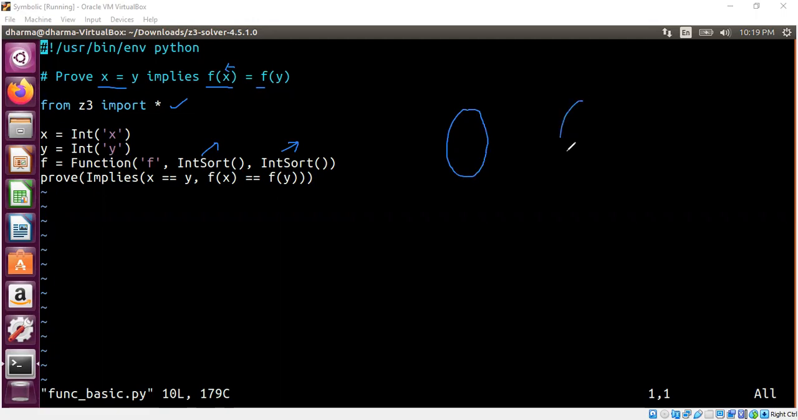You can imagine, mathematically speaking, you have two sets. Usually we draw something like this. f maps elements from here to here. The theorem is this: if you take two points x and y and they are equal, that means this is your x and this is also your y, then we expect f of x is equal to f of y. This is basically what the theorem is, and we can let Z3 prove this for us.